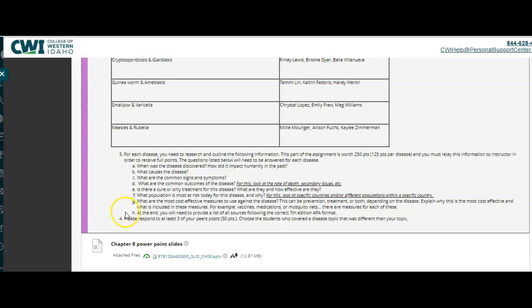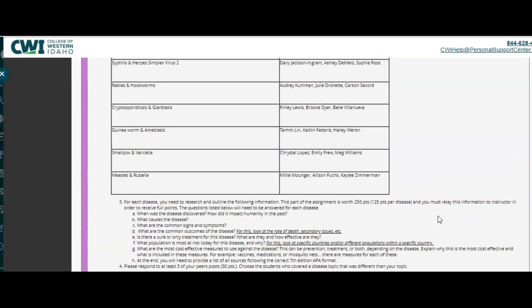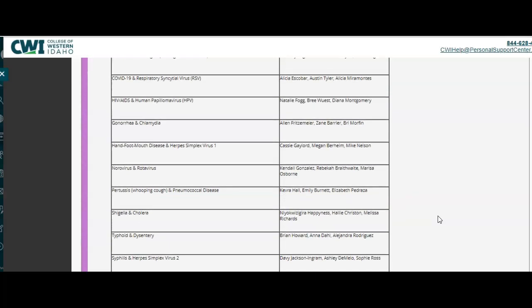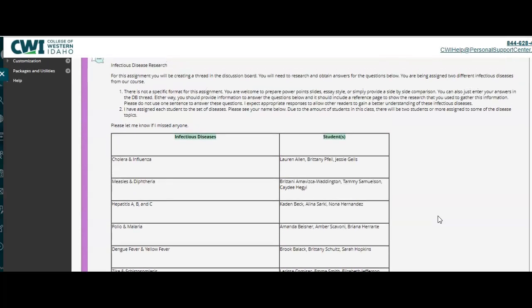And then finally, as I've stated, at the end, provide a list of all your citations following the APA format, and then respond to at least 3 of your peers' posts. Choose individuals who covered a disease topic that was different than your own. Please let me know if I've forgotten anybody. If you're not finding your name, I recommend a Control F and search for your name so you'll be able to find it easily.